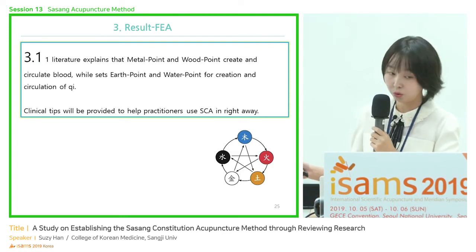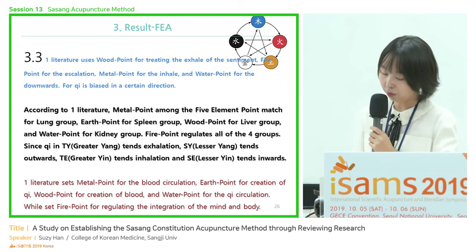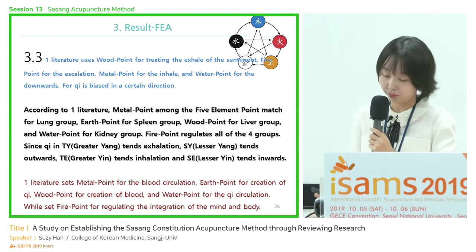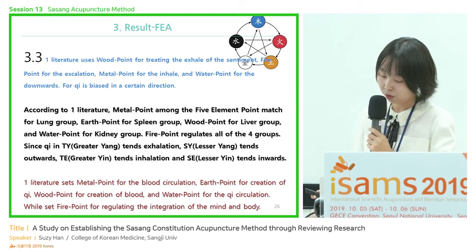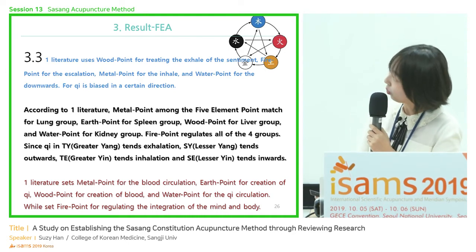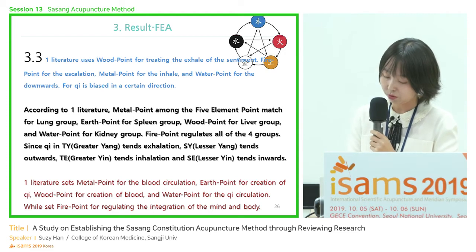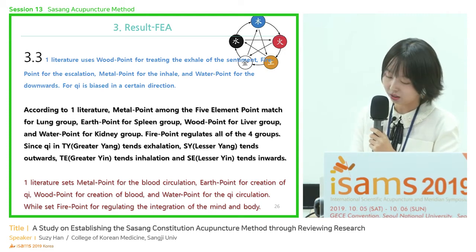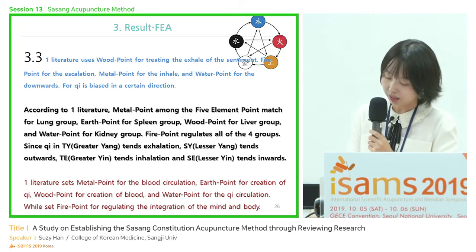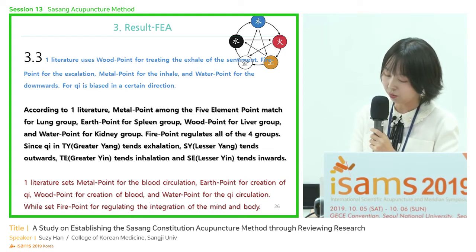And according to one literature, among the five elements, metal point matches the lung group, earth point the spleen group, wood point the liver group, and water point the kidney group. Fire point regulates all of the four groups, since ki in greater yang tends toward exhalation, lesser yang tends outwards, greater yin tends toward inhalation, and lesser yin tends inwards.